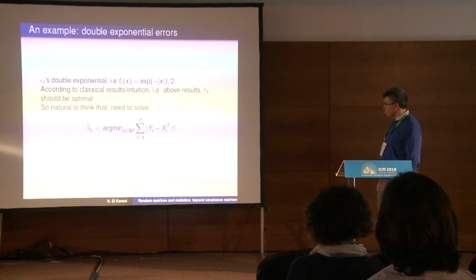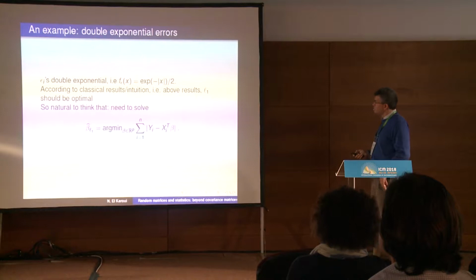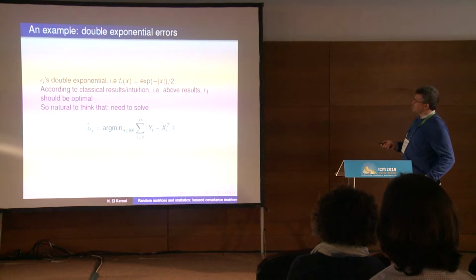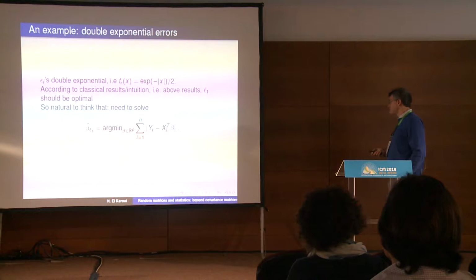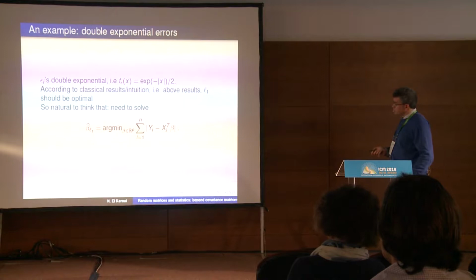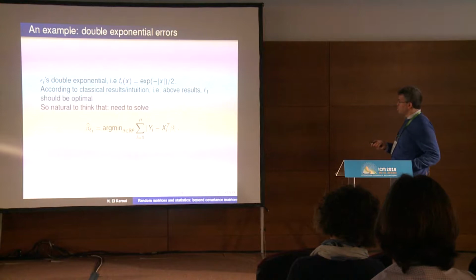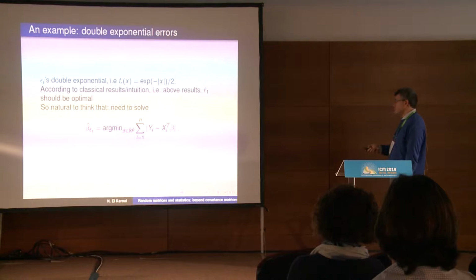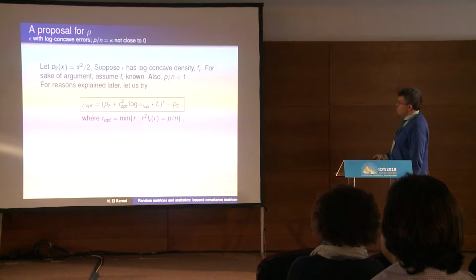Let's do an example where I have double exponential errors. So that's the density of my errors, okay? So basically the log of f epsilon, or minus the log, is the absolute value. So if I believe in what I just told you, which I used to, L1 should be optimal. So it's natural to think that what we have to do in this case, taking into account the fact that the errors are a bit heavier than Gaussian, is use L1 regression, and that should give us basically the smallest risk.